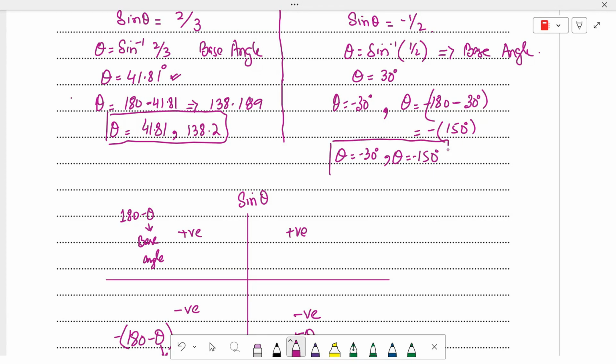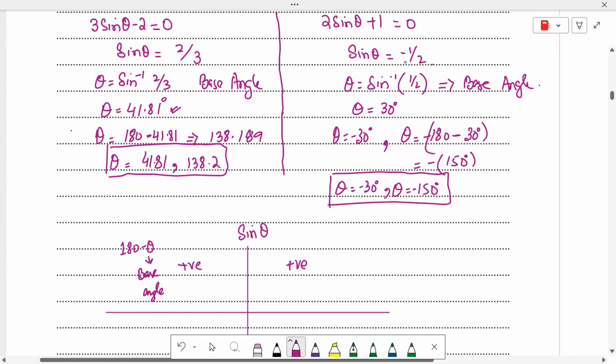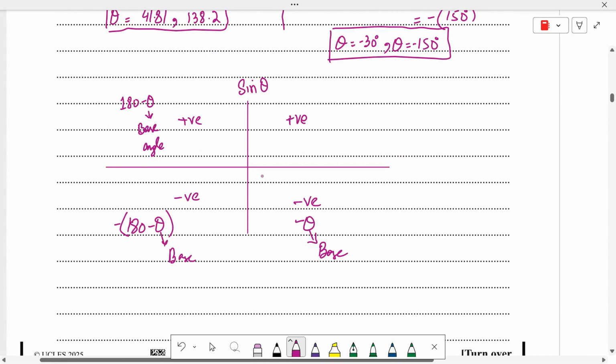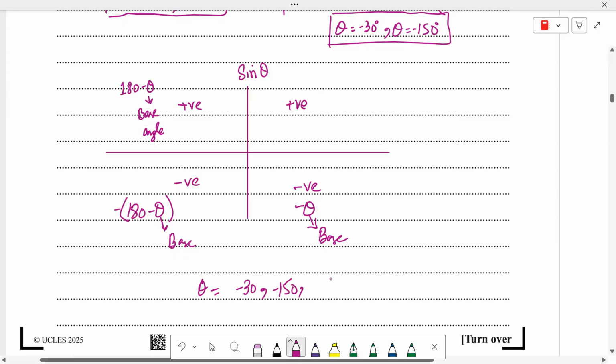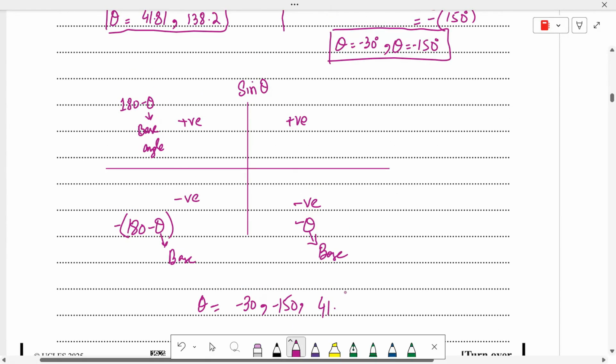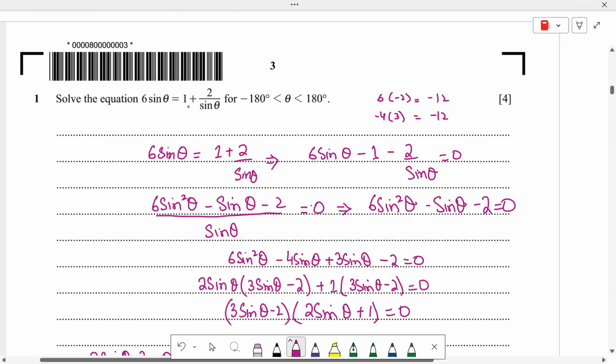So we have calculated both angles for the negative value, negative 1/2. So the angles are negative 30, negative 150, positive 41.81 and 138.2. All these angles satisfy this equation.